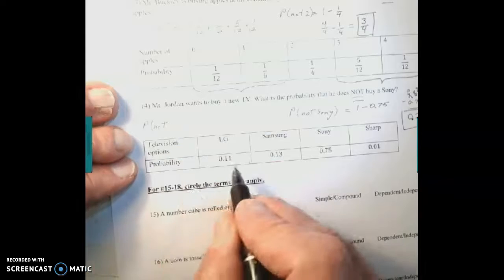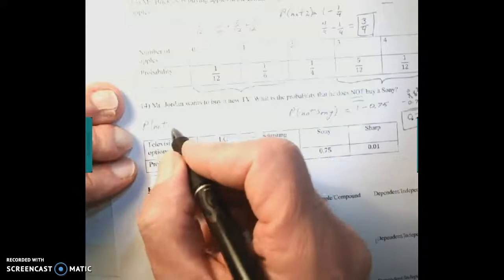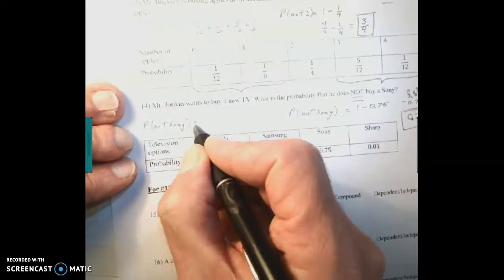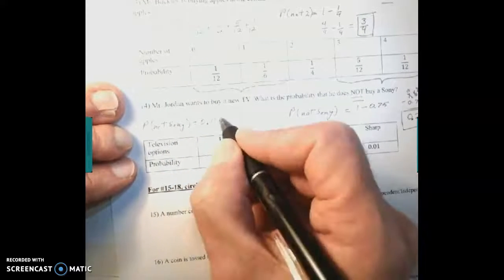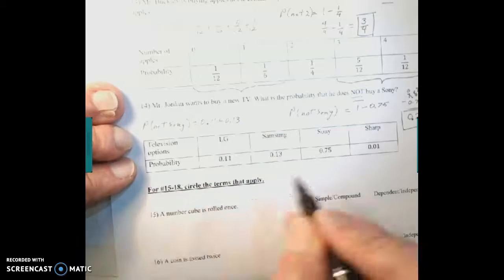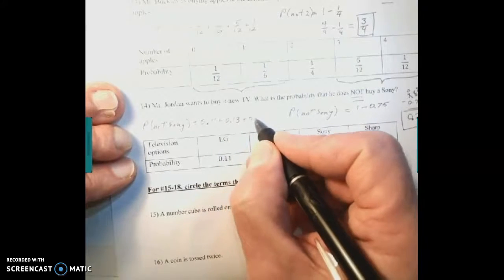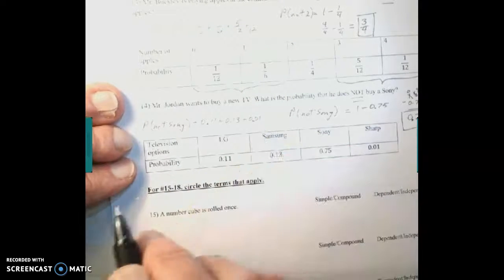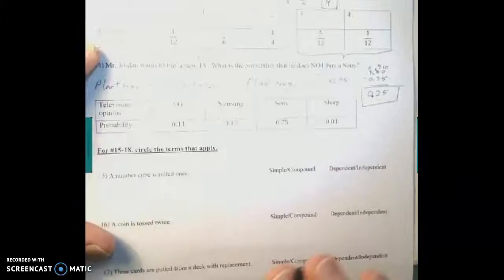The other way to do it is add up all the other probabilities. Since all of the other ones would be favorable outcomes, add those together, and it would be 0.11 plus 0.13 and 1/100. Add those together, and you will get the exact same answer we just got.